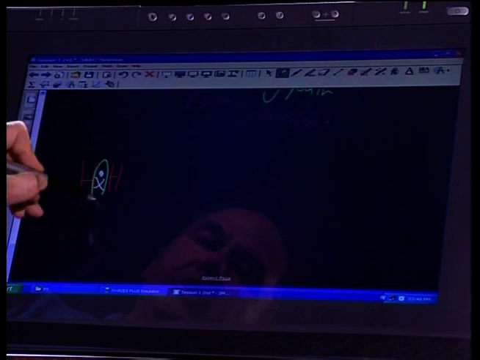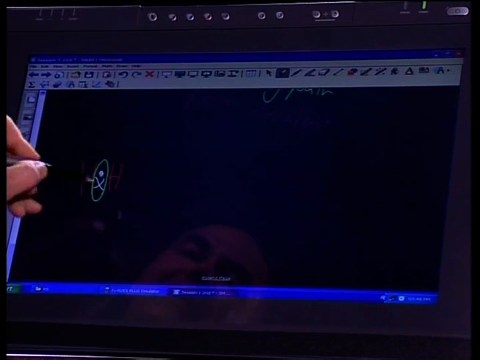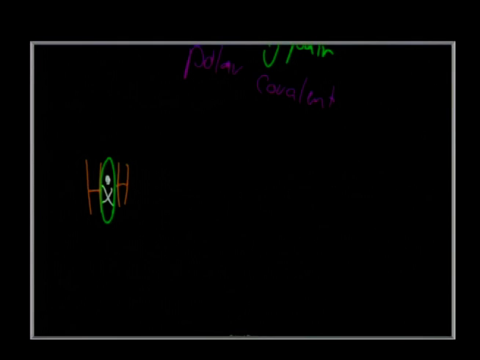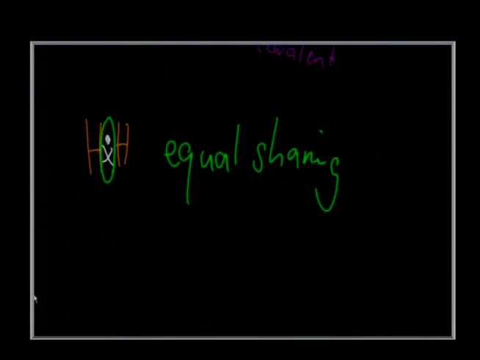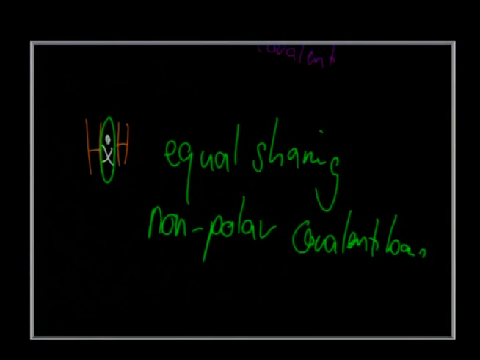Each of them has 2 electrons around there. This is equal sharing. We get equal sharing, and because we've got equal sharing, we recognize that there isn't a positive end and there isn't a negative end. This is known as non-polar. It's a non-polar molecule and it's a non-polar bond. A non-polar covalent bond. The molecule ends up being non-polar as well.